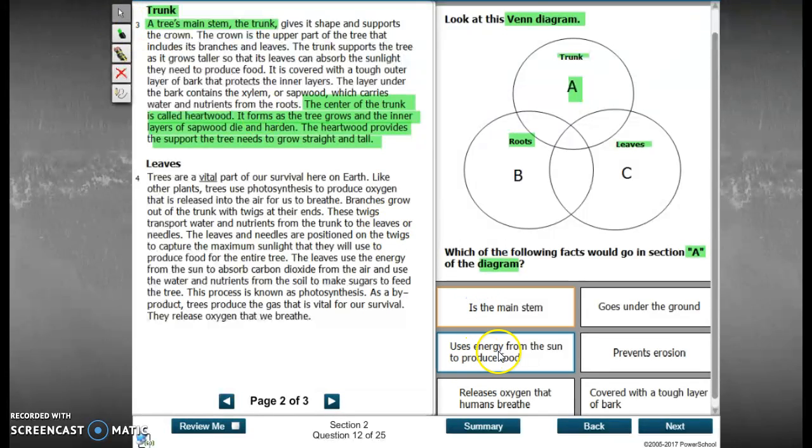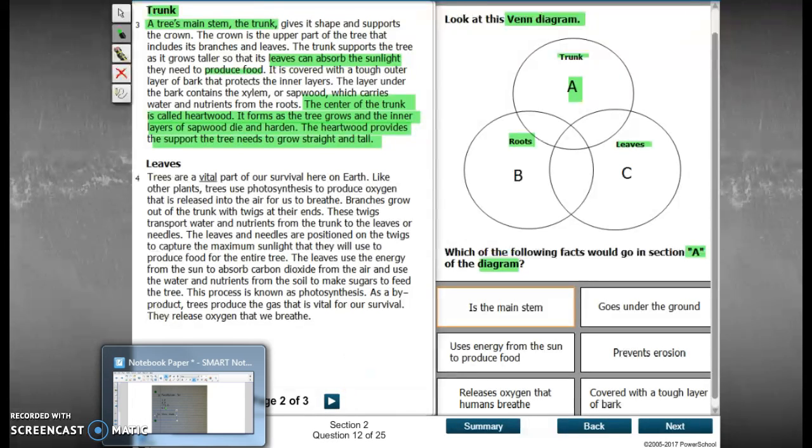Next one, it uses energy from the sun to produce food. So we're going to read all of this. The trunk supports the tree as it grows taller so that its leaves can absorb the sunlight that they need to produce food. So they tried to trick you there. This says the leaves produce the food. Therefore, this should go under C for leaves.